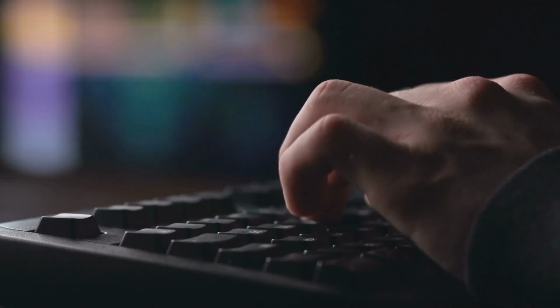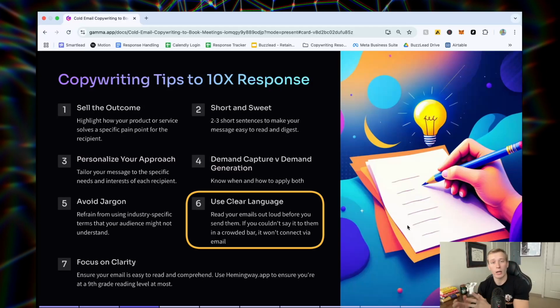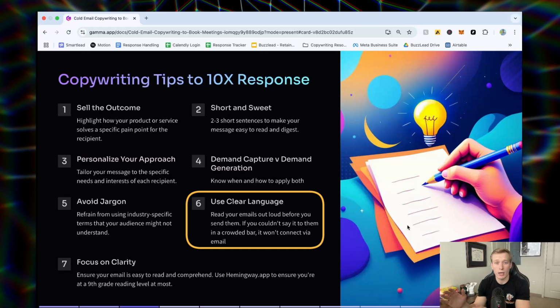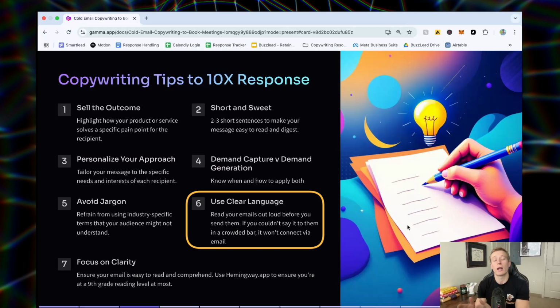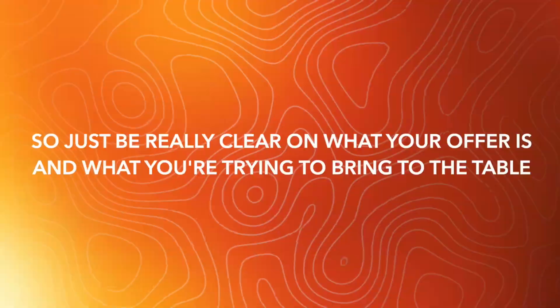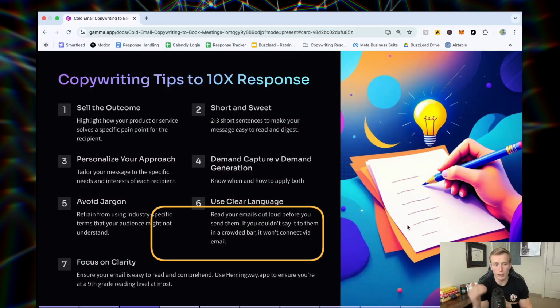Oftentimes, after I write my emails, I just read them out loud. And if I couldn't say that to someone in a crowded bar and get across this concept really easily to them, like they have no understanding of what I'm trying to present, then it's probably not going to work best. So just be really clear on what your offer is and what you're trying to bring to the table, and keep it at a really ninth grade reading level, which will lead me into number 7 there.